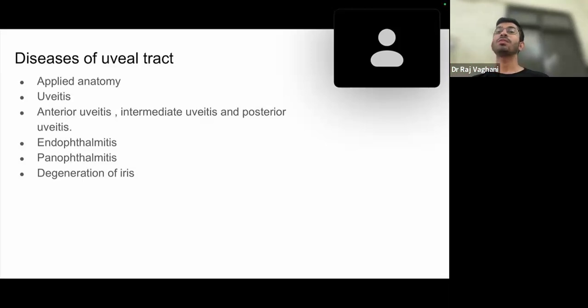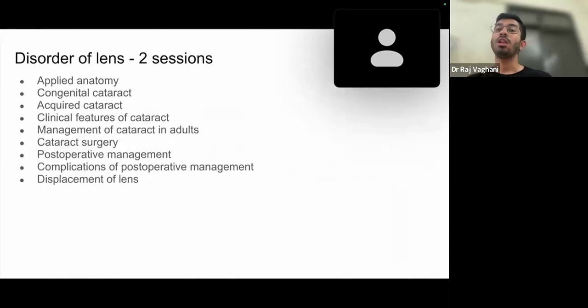Diseases of the uveal tract will include uveitis: anterior uveitis, intermediate and posterior uveitis. We'll also discuss endophthalmitis, panophthalmitis, what is degeneration of the iris, what is the iris, where is it located. We'll discuss everything about these topics. Now we'll also discuss the disorders of the lens.